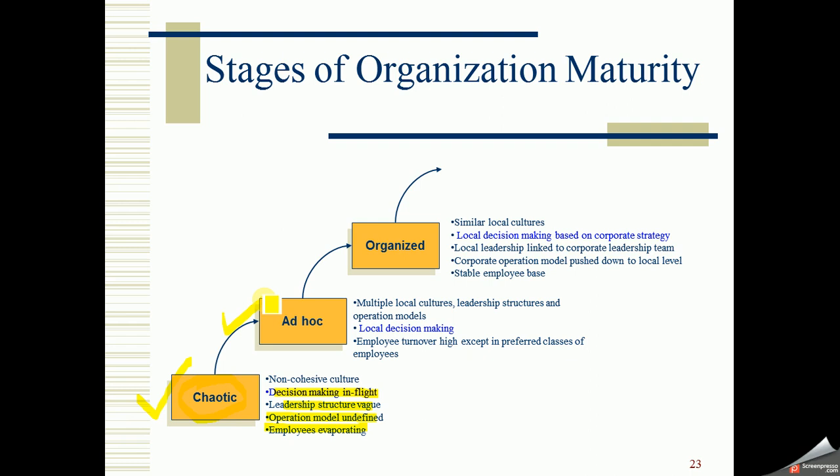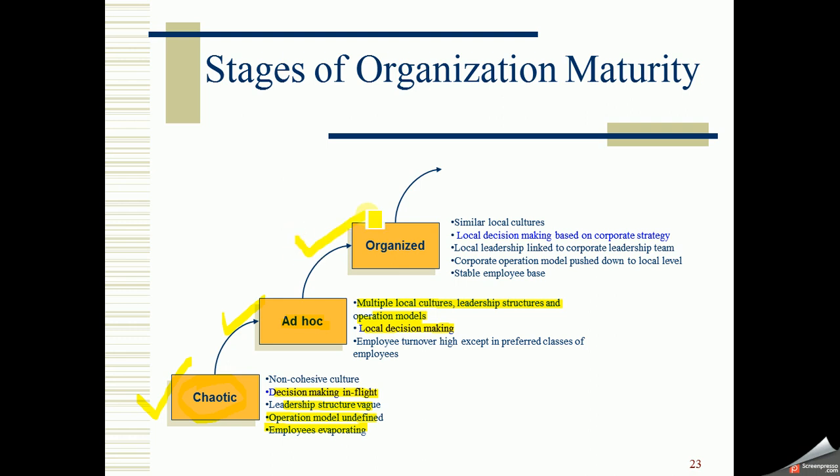The second is less chaotic. It is called ad hoc. It is also like chaos, but slightly better. There are multiple local cultures, leadership structures, and operational models. So now we do not have one consistent culture, but we have many local cultures, and there is local decision making. We do not have a vision or strategic goals and objectives, but the decisions are being made as and when needed. So we have some kind of ad hoc culture.